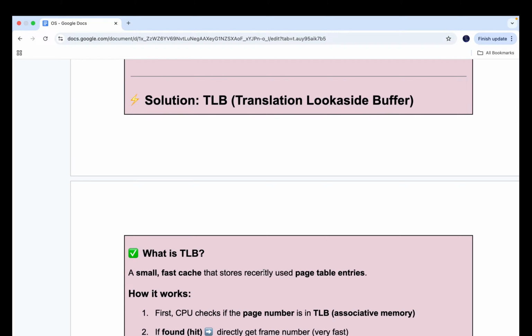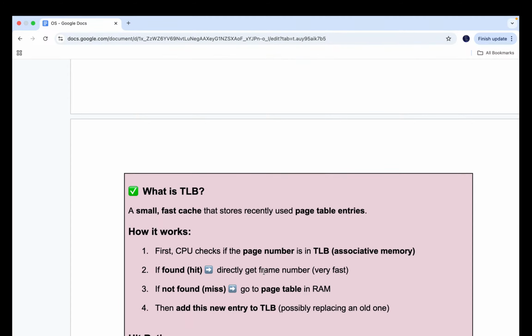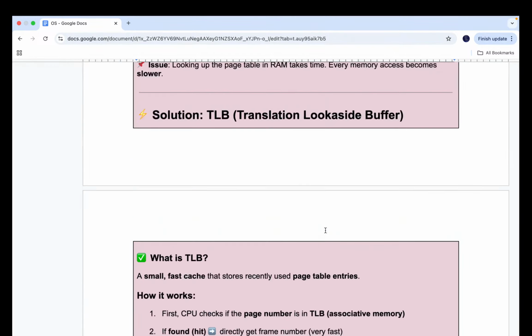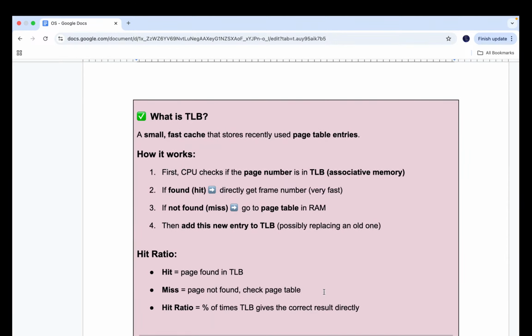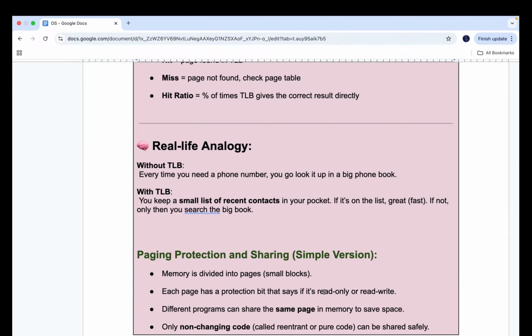What is TLB? Translation look-aside buffer. A small fast cache that stores recently used page table entries. How it works? First, check if the page number is in the TLB. If found, it is a hit, and you get the frame number directly. If not found, it is a miss, so go to the page table in RAM, then add this new entry to the TLB. Real life analogy: without a TLB, every time you need a phone number, you go and look it up in a big phone book.